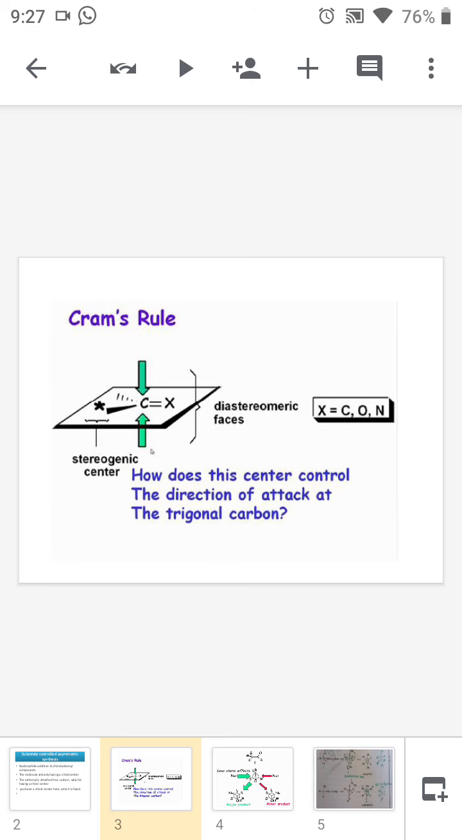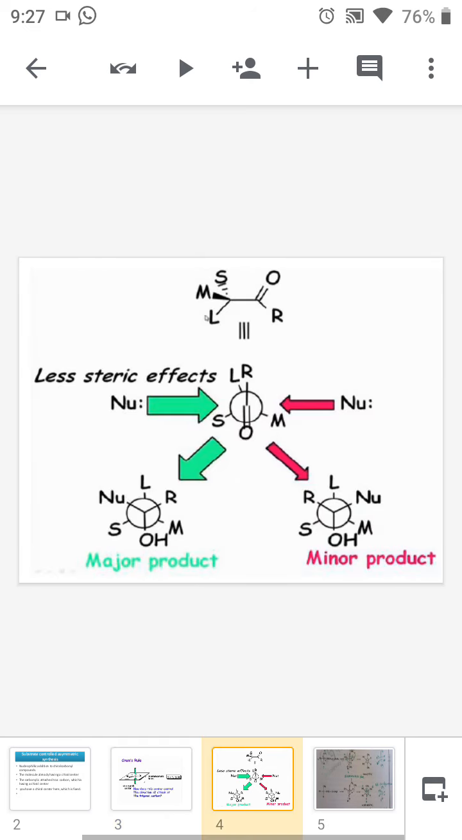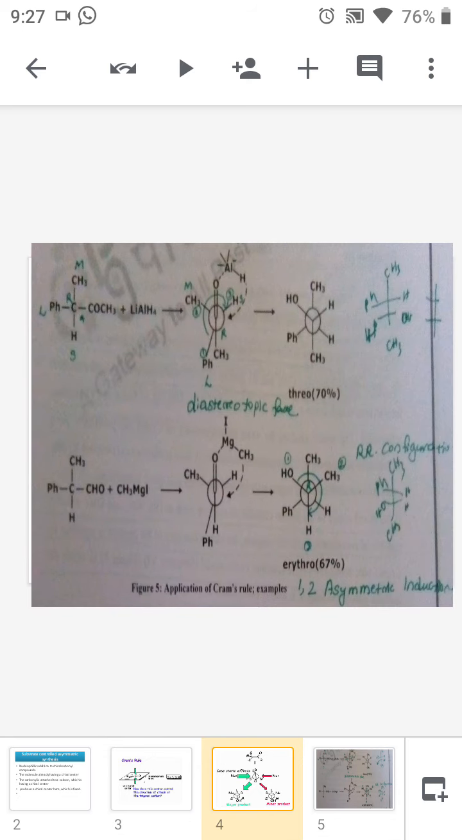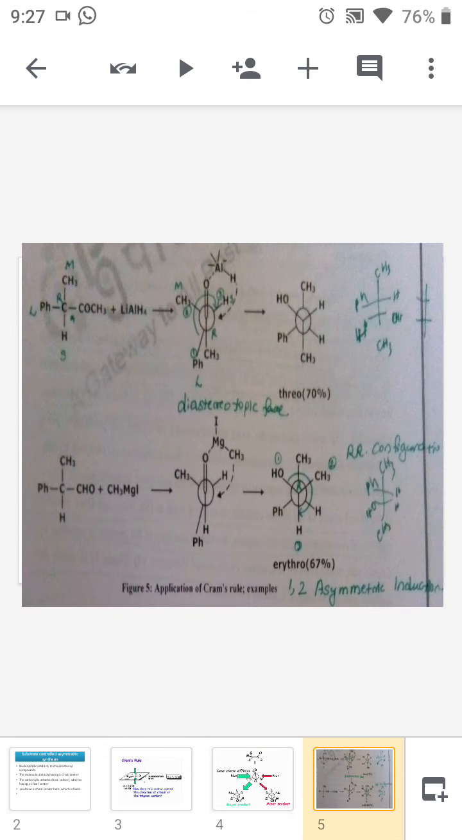Now we will discuss one example. Consider this example, the first example I have shown at the top of the slide. This is the carbonyl group which is attached to a chiral center, and the chiral center I have shown by the asterisk sign. This chiral carbon atom is attached to four different substituents: one is the COCH3 itself, the other is CH3, the next is Ph, and the last one is hydrogen.